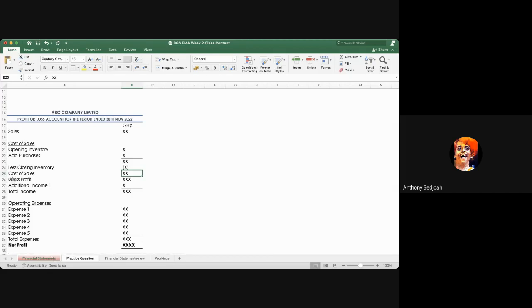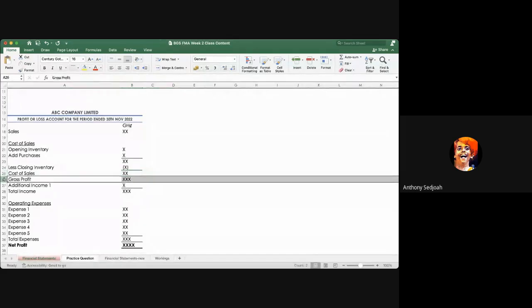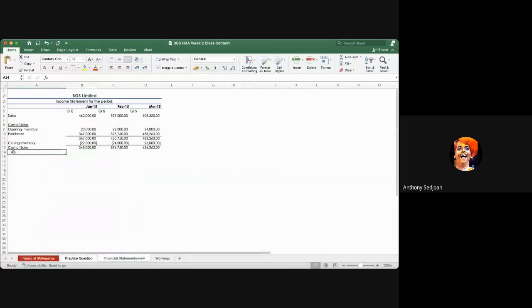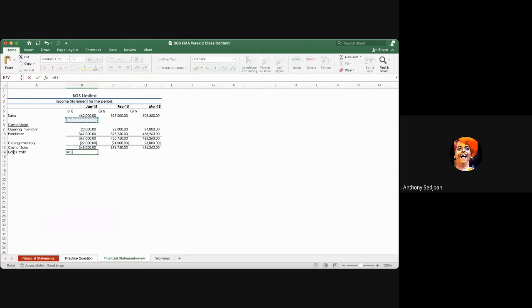So after cost of sales is gross profit, and gross profit is the sales minus the cost of sales. So let's go and do that over here. Gross profit. One thing over here: my cost of sales is positive, and I want to leave it like that. So in this case, I'll use minus like this. Then I drag to the right.